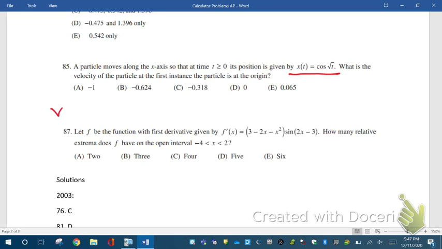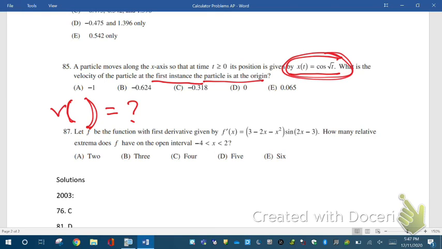What is the velocity at the first instance when the particle's at the origin? So I'm going to be finding velocity at some point. Okay, but what is that point? It's the time when the position is at the origin. So in other words, we want to know when does this position have a position of 0? So I need to figure out when does this equal 0.